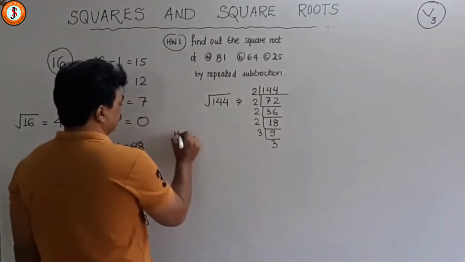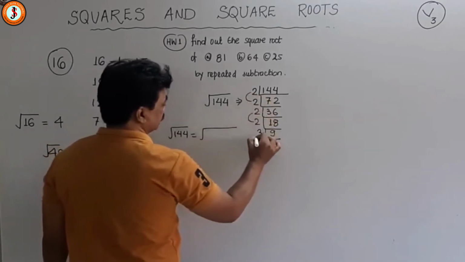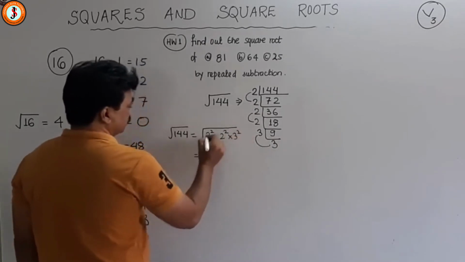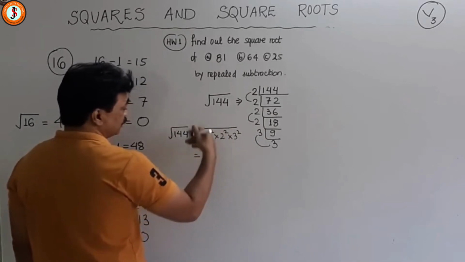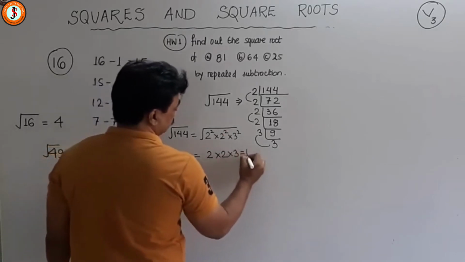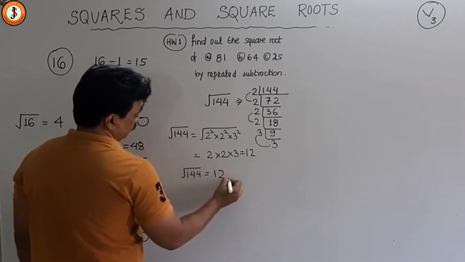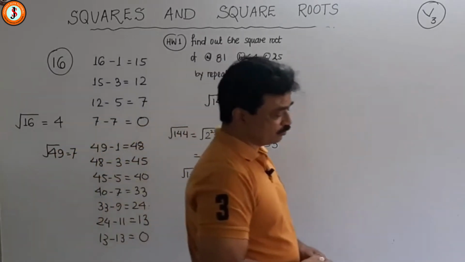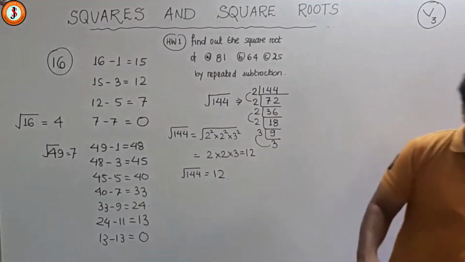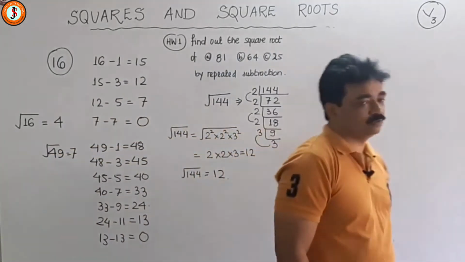So the square root of 144 is equal to, pair them, 2 square, then again 2 square and 3 square. As soon as you write this, for every square only one number remains and the radical goes. So the square root of 144 is equal to 12. If somebody asks what did you find out? You found that number which when multiplied by itself gives 144. 12 into 12 is 144.